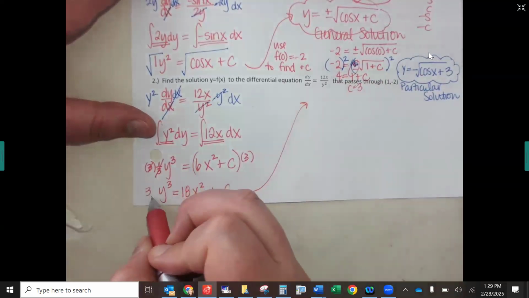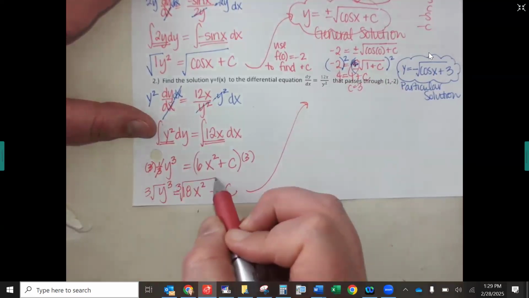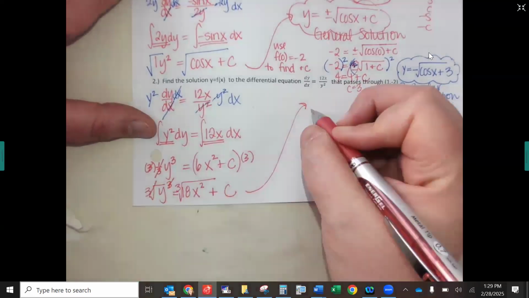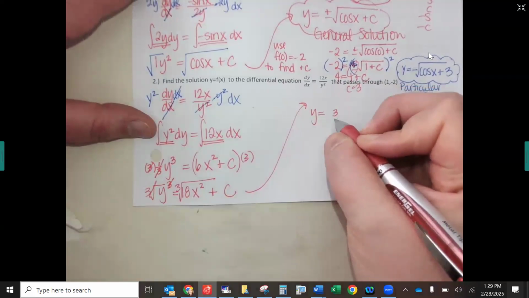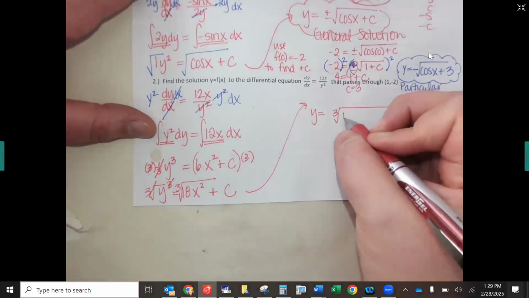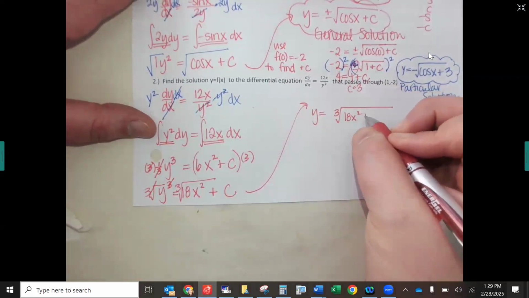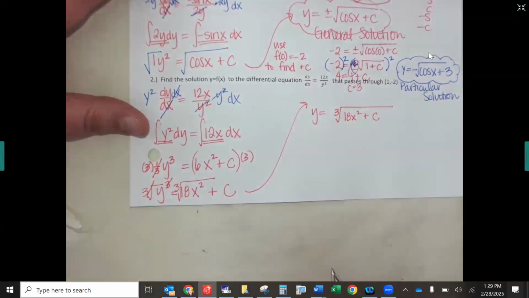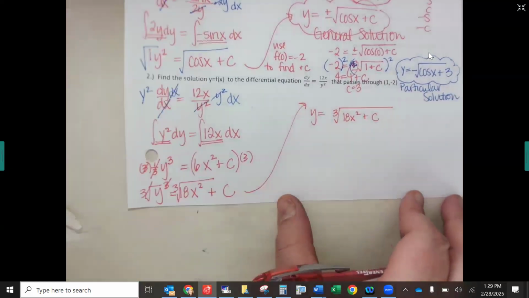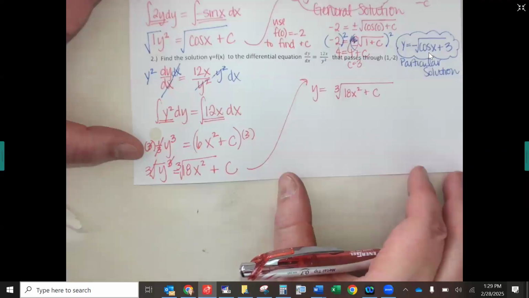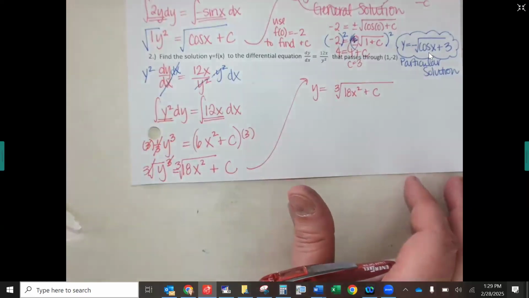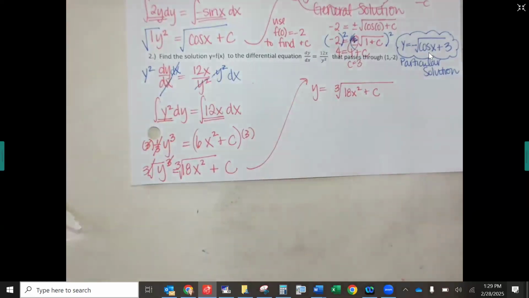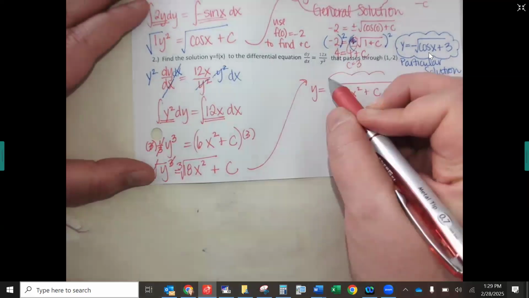Cubic root both sides. So my final answer will be y equals the cubic root of 18x squared plus c. Do you need a plus or minus option for a cubic root? No, only square roots, or if it's another even root like a 4th or a 6th root. Okay, that's your general solution.